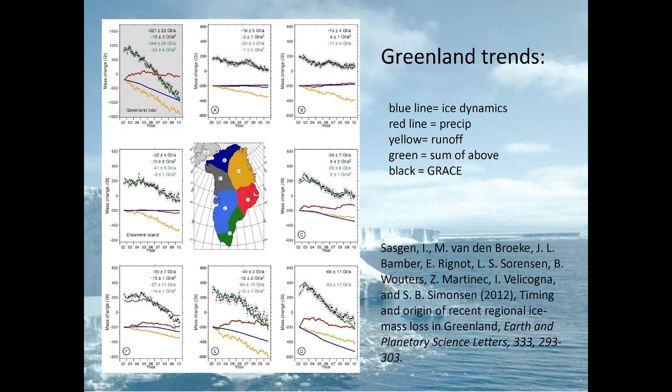ice sheets have done, what their contribution has been, and what the origin of that is, whether it's due to atmospheric processes, in other words SMB, or whether it's related to either internal variability in the ice sheet, just fluctuations in ice dynamics, or perhaps some kind of ocean forcing around the margins.